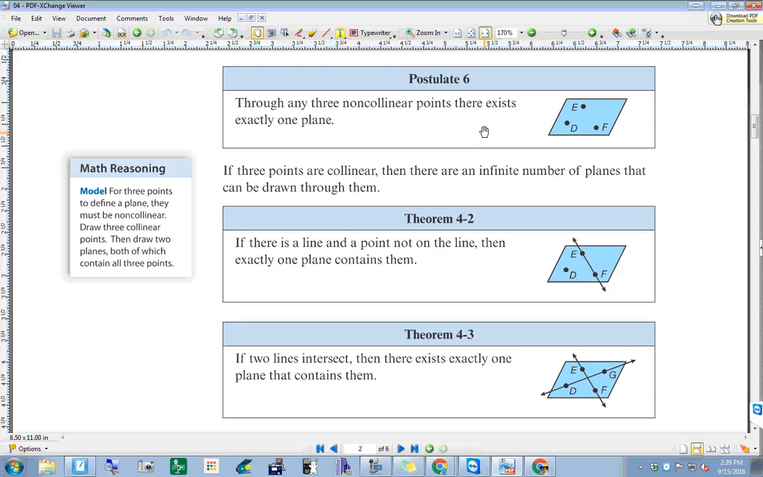Any 3 points represent a plane. Any 3 points, right? What is the one word that you must make sure that you have? Non-collinear. If I had all 3 of those points on one line, do I have a plane? I don't have a single plane. You got to kind of think of it this way.